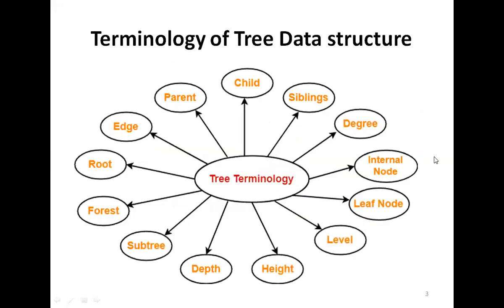Then the terminology of tree data structure. So these are the tree data structure terminology: child, sibling, degree, internal node, leaf node, level, height, depth, subtree, forest, root, edge, parent. All these are terminology of tree data structure. So we will discuss all these terminology used in tree data structure.